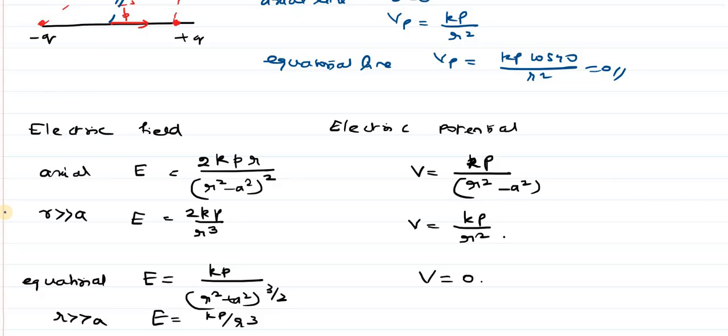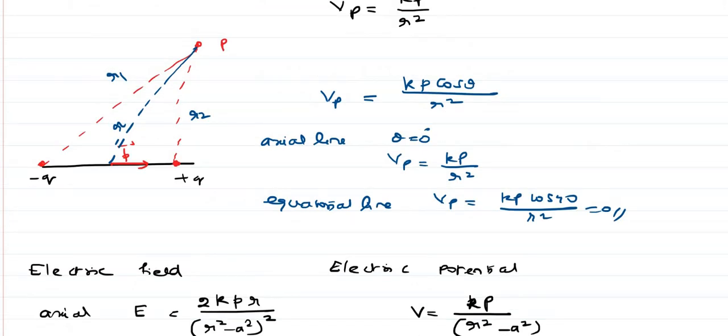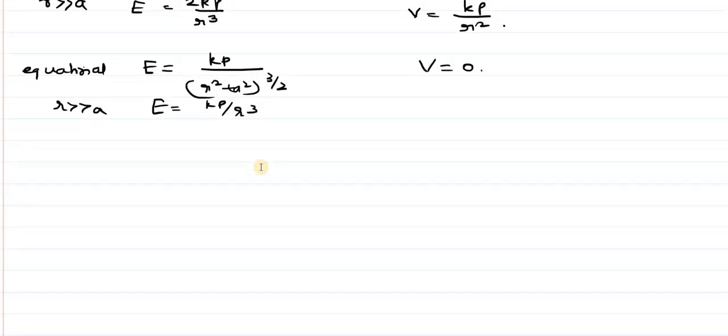And the potential can be positive or negative. If theta is 0, then it is kp by r square. But at the same time, if the point is on this side along the axial line, then it can be minus. So that also you remember. So remember that the potential due to a dipole depends on the angle. That is what is important, you have to write it.